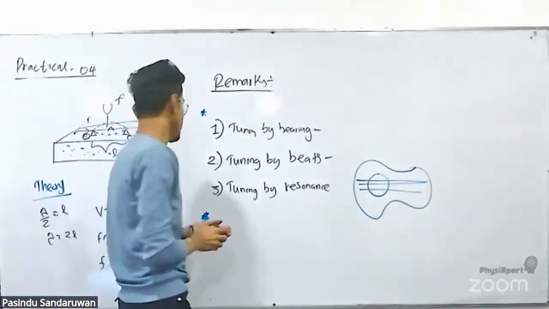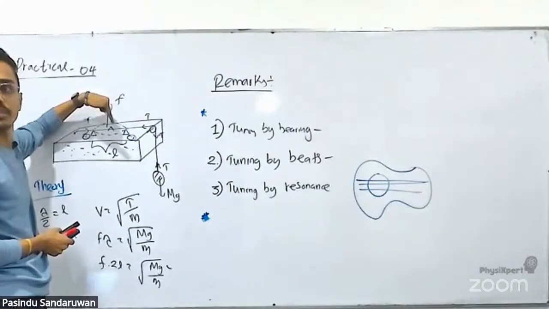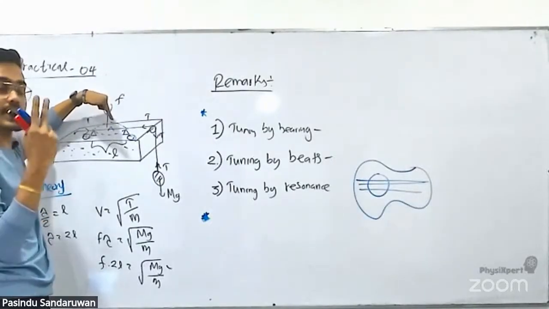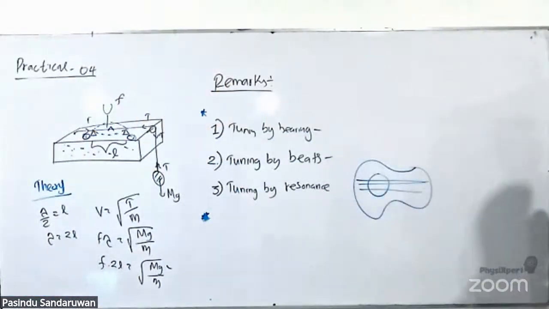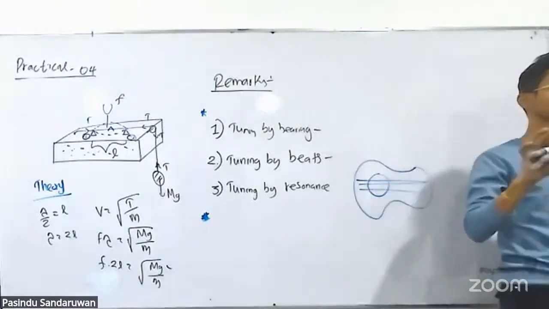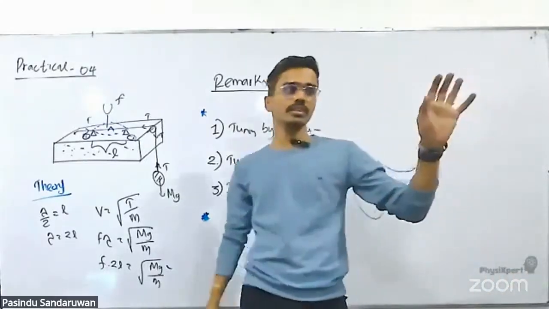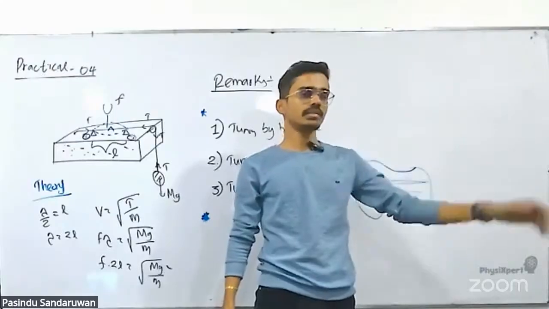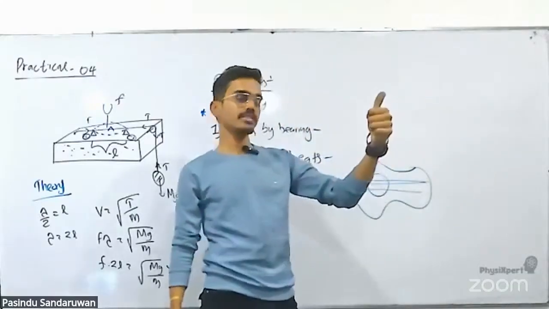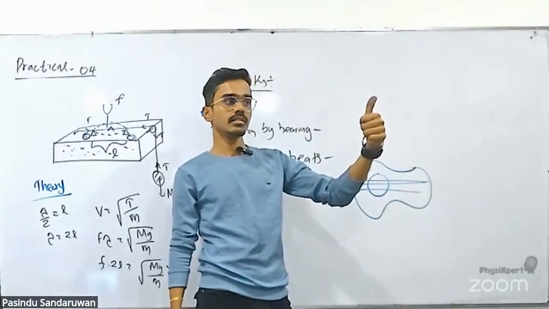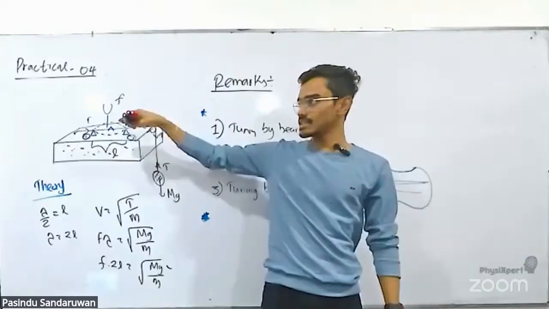Right. So what's the type of wave on the sonometer wire? Complete answer then. Transverse or longitudinal? Transverse, right? On the wire, transverse and progressive or stationary? Stationary. So the wave type on the sonometer wire is a transverse stationary wave.